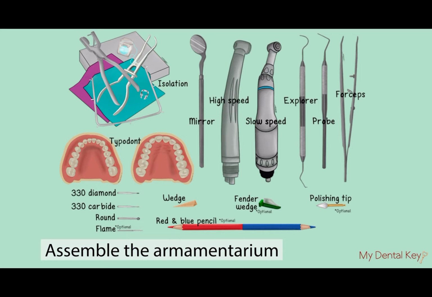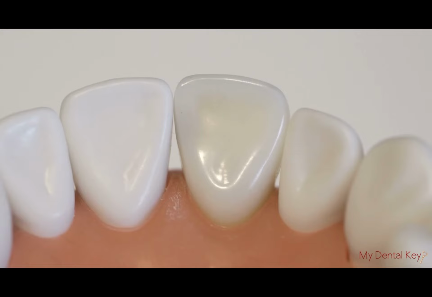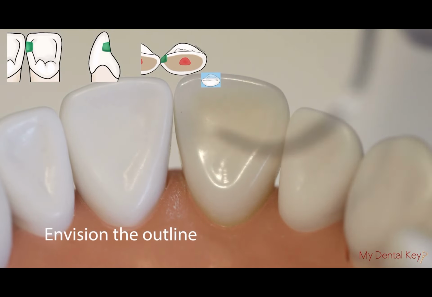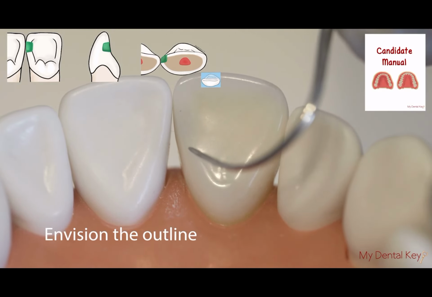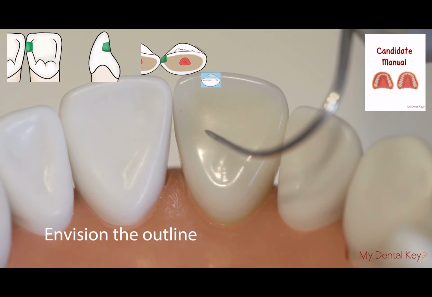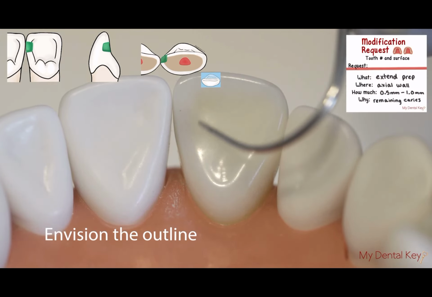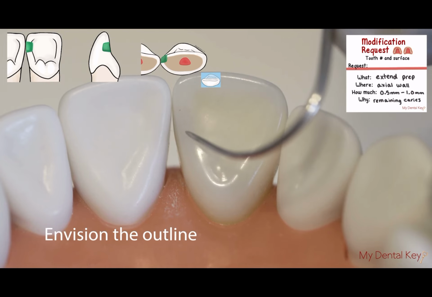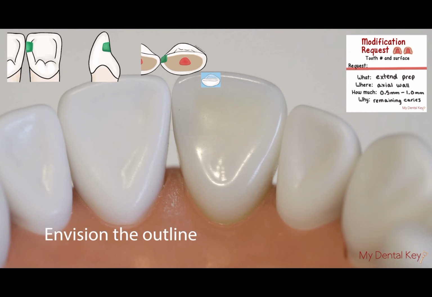Begin by assembling the proper armamentarium for the procedure as shown in this illustration. Envision the cavity preparation outline and extent. Use the candidate manual to guide your ideal tooth preparation measurements, and note that modifications should be requested to alter the preparation measurements that are determined by the extent of your carious lesion.